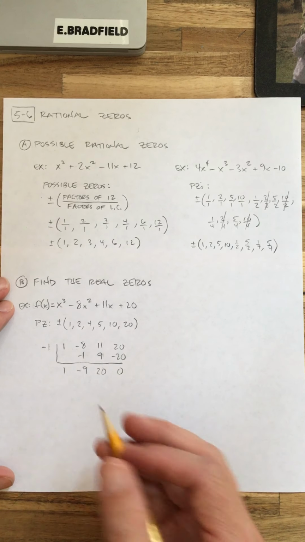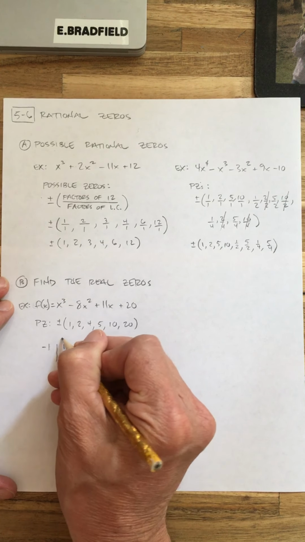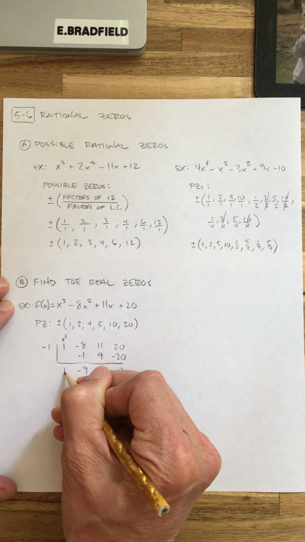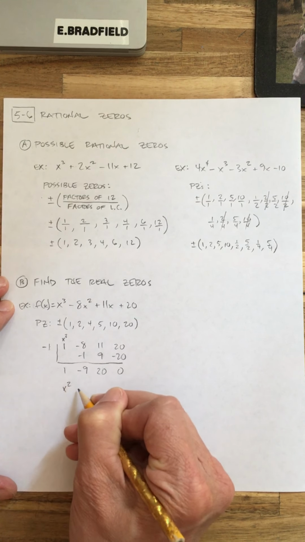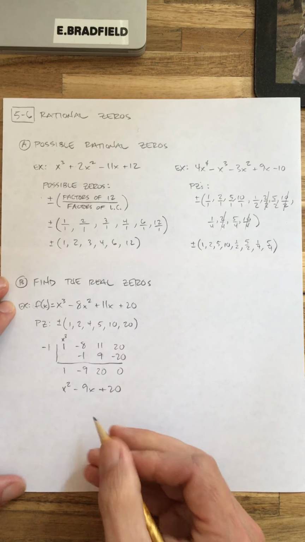All right, so here we go. Let's finish this. Remember, this 1 stands for x cubed, right? So now I have 1x squared. So x squared minus 9x plus 20. And now all I have to do is factor that.